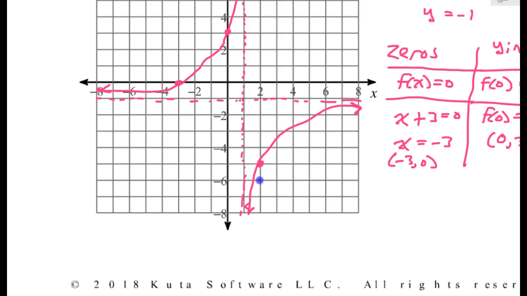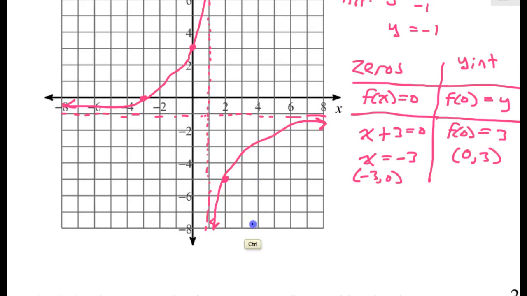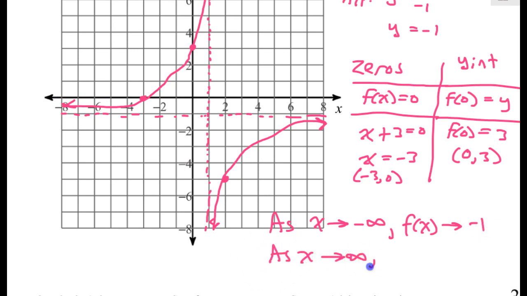So that is enough of a graph, and the one thing I haven't done yet is end behavior, which I will do now. Let's first do the left. As x approaches negative infinity, that's the left, f of x approaches negative 1. It's approaching the horizontal asymptote there. And as x approaches positive infinity, as we go to the right, the graph is also approaching negative 1. It's also approaching the horizontal asymptote. So there is the end behavior.